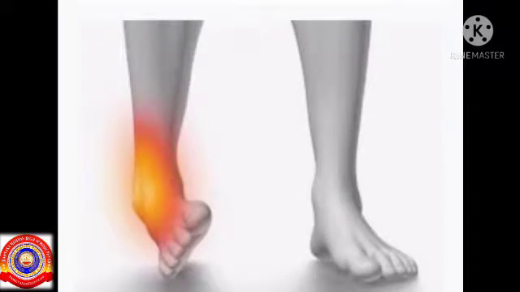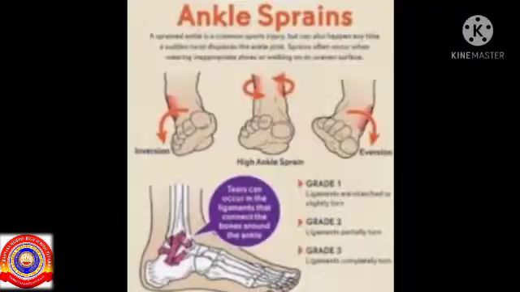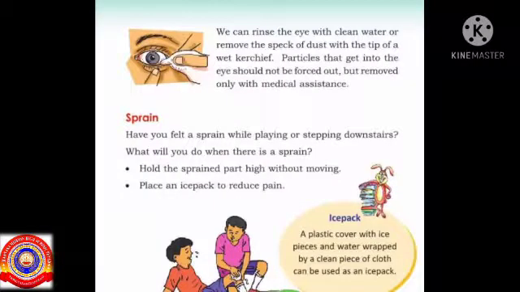So once more, dears, what is a sprain? Yes, a sprain is an injury that occurs in a ligament. Mostly, a sprain occurs in our ankles. Okay, my dears, did you understand about sprain? Okay, dear children, what will you do when there is a sprain in your ankle?